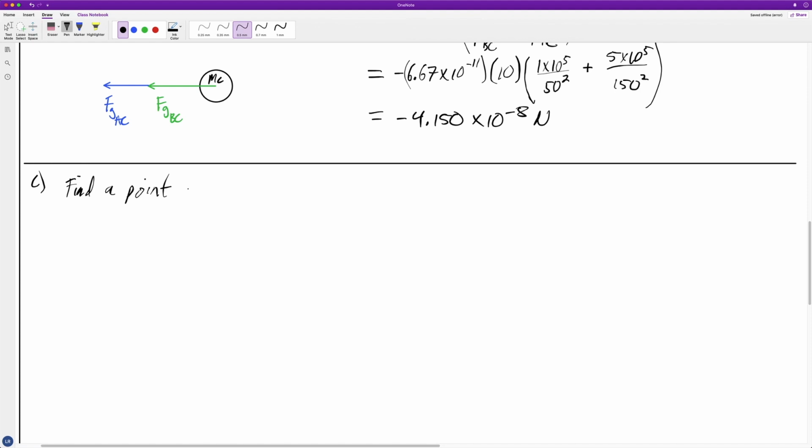Part C, find a point between A and B where F net is equal to 0. So let's draw the system diagram now.